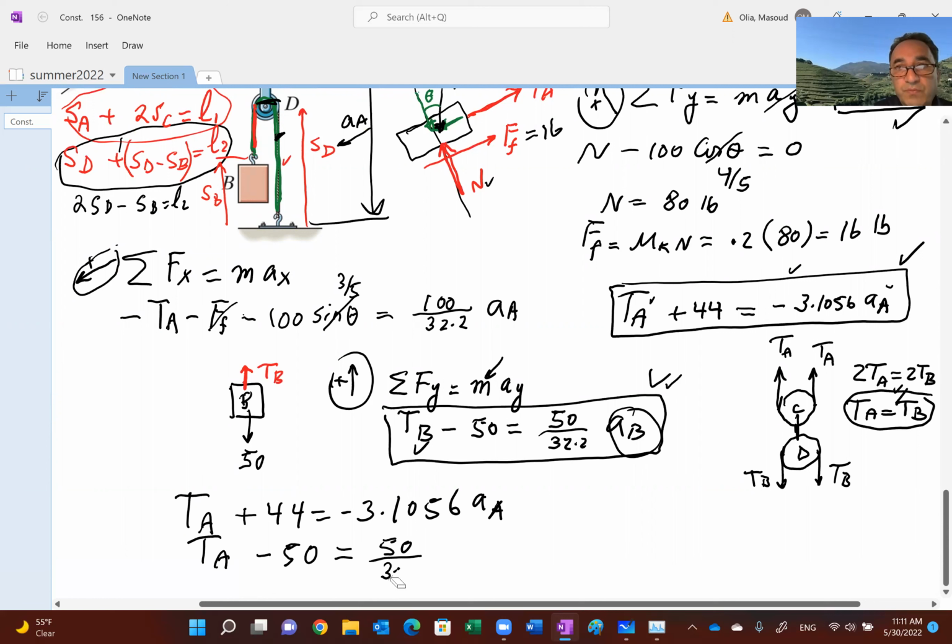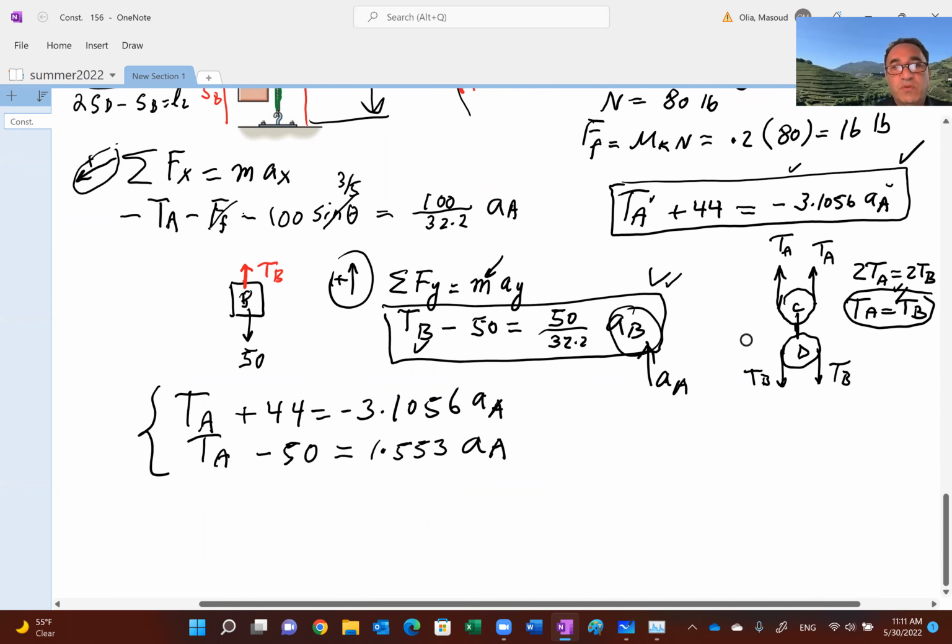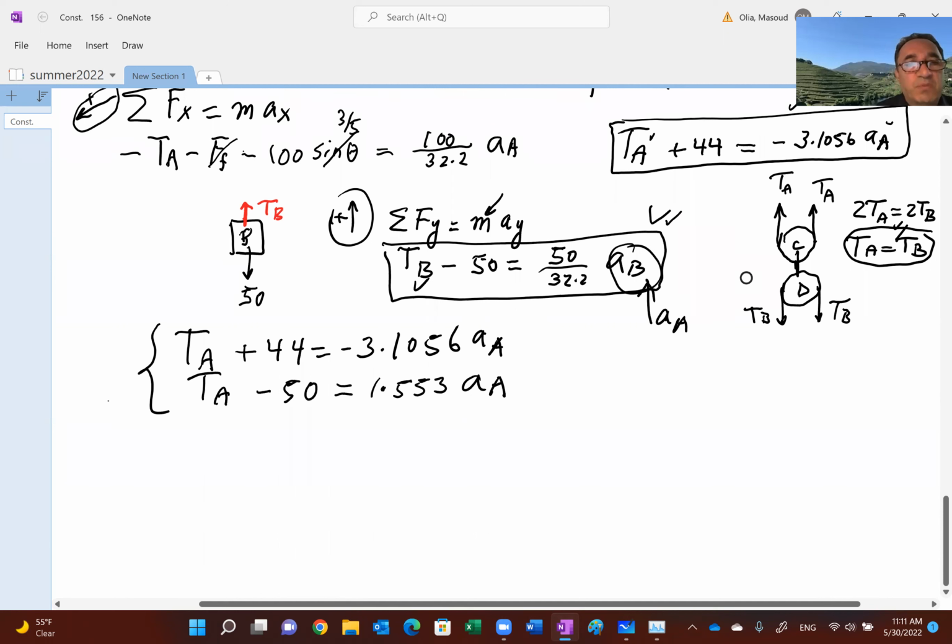Oops. I didn't clean this up for you. If you divide 50 by 32.2, let me see, what do I have here? I have a 1.553, roughly, times acceleration of A. Remember, acceleration of B and A are equal. So go ahead and solve these two equations any way you like. It's that simple. You just multiply this by negative and then you add the two. We end up getting acceleration of A. The interesting thing is that acceleration of A comes out to be minus 1.288 feet per second squared.